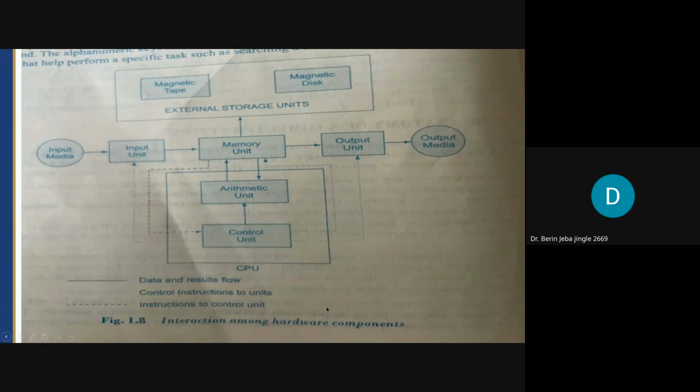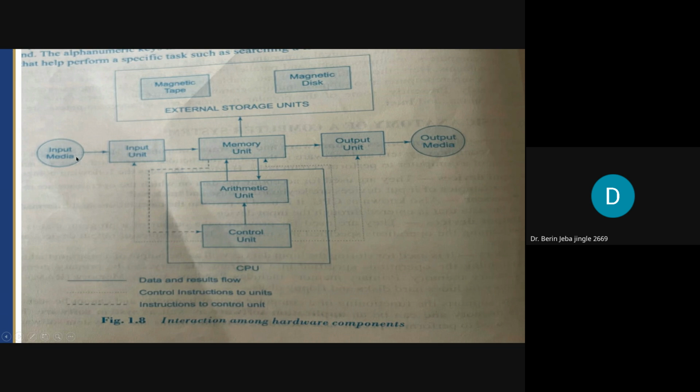This is the basic hardware component of a computer. Okay, basic organization, how a computer is arranged. So a CPU is there. First of all, we can see the CPU. CPU means central processing unit. Here it has two units. The central processing unit is classified into two units. First is the arithmetic logic unit, and the control unit.